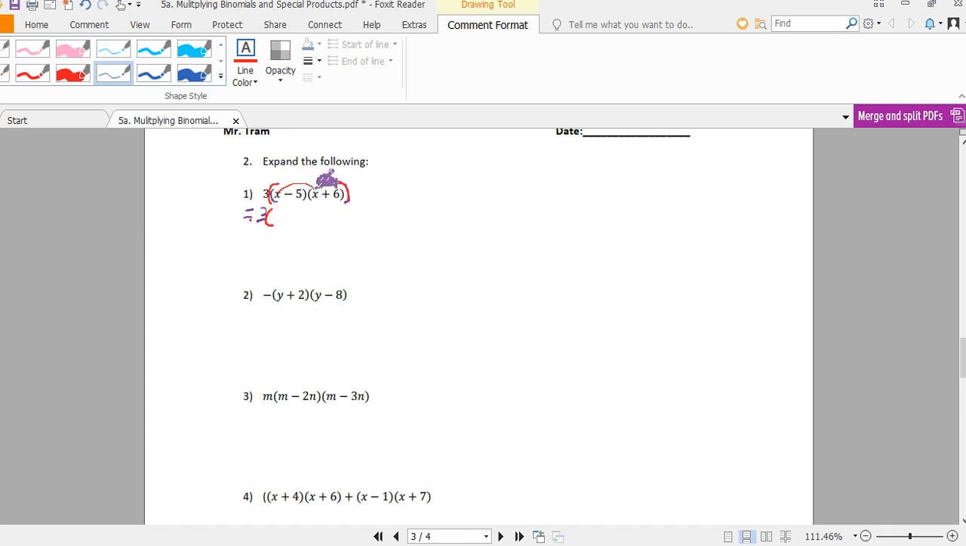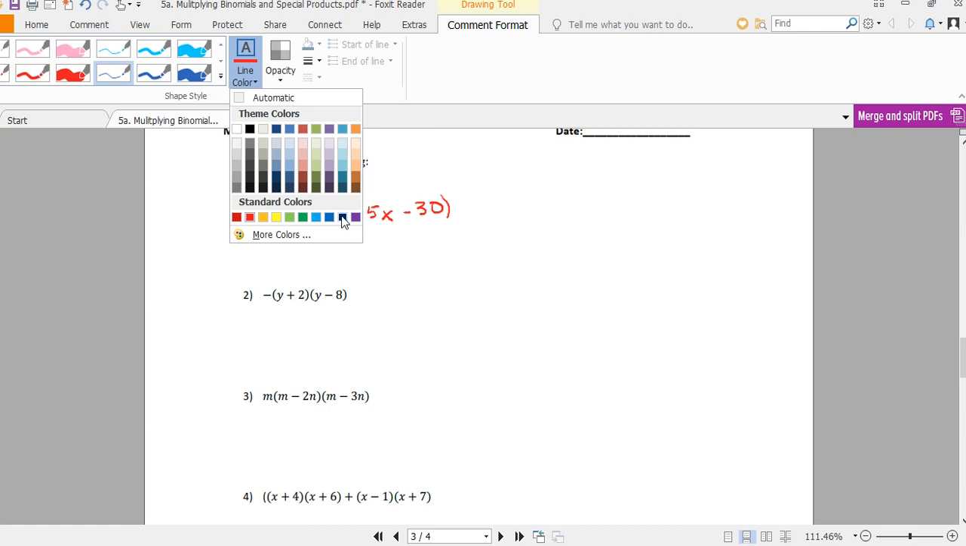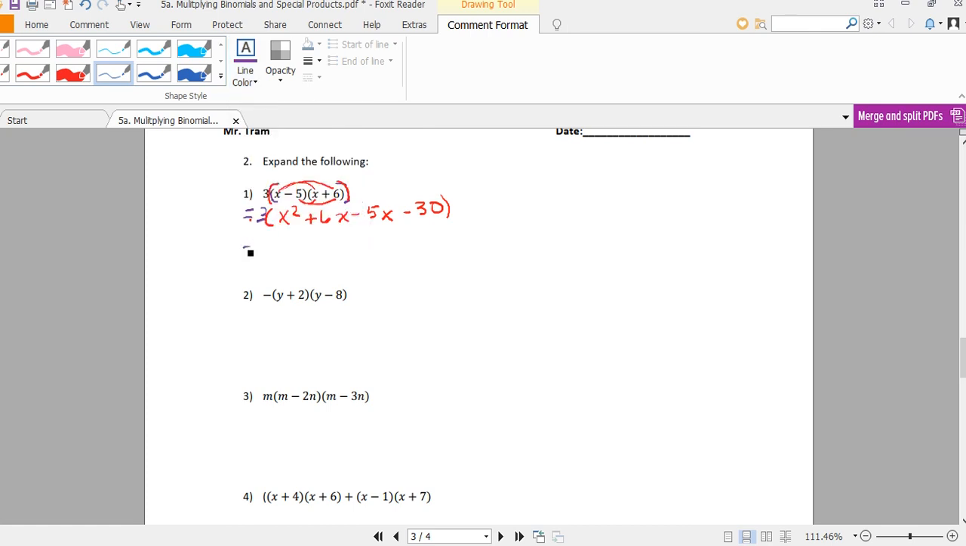So what do I have here? X times x is x squared. X times 6 is plus 6x. Negative 5 times x is negative 5x. And then negative 5 times 6 is negative 30. Okay. And then, let's go back to my purple. Equals 3. Now let's simplify that.